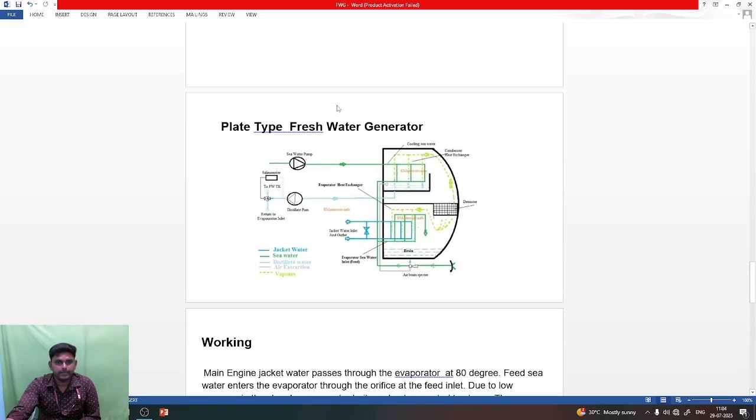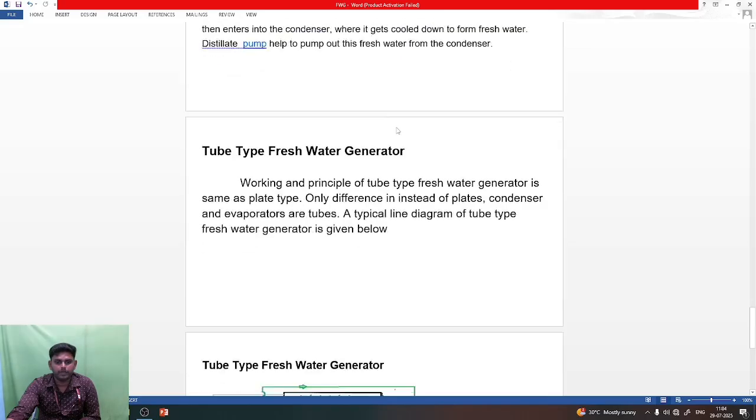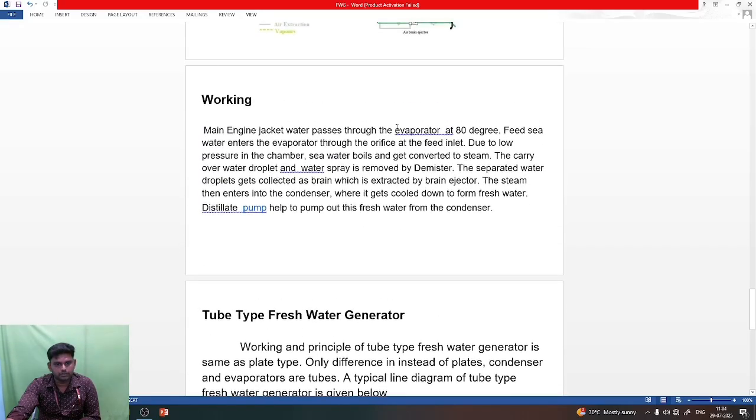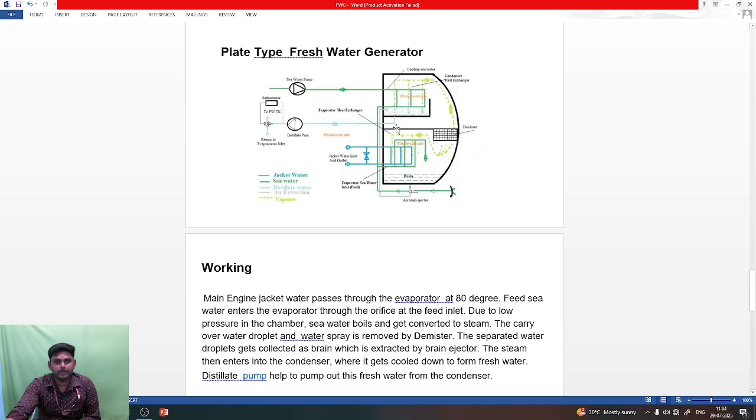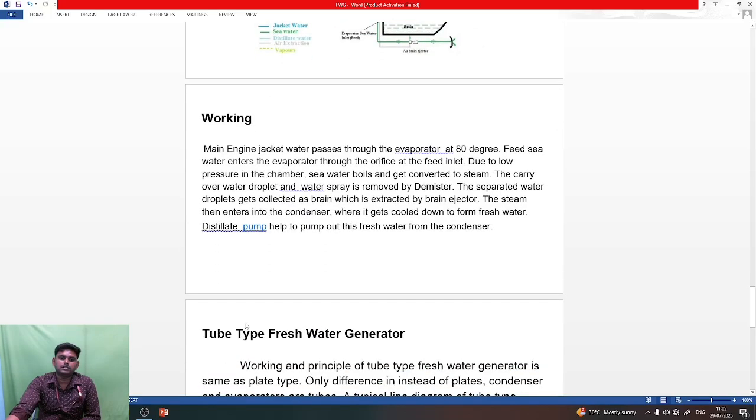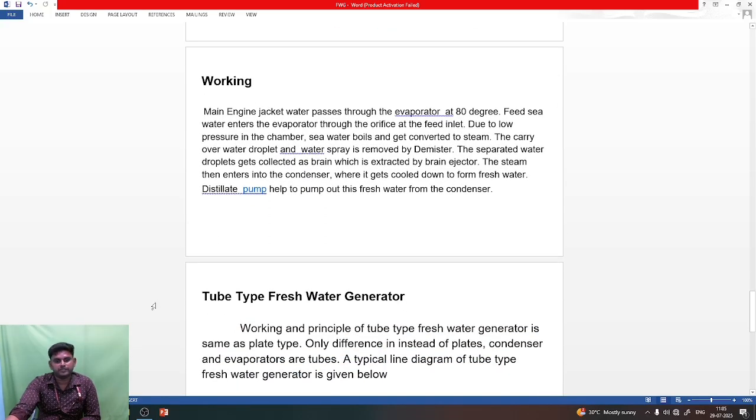And this is the plate type, and another one is the tube type. What is the difference between plate type and tube type? In the plate type, a number of plates are fixed in the system, and the water passes between the plates. And in the tube type, there are a number of tubes fixed in the system. This is the difference between the plate type and tube type.